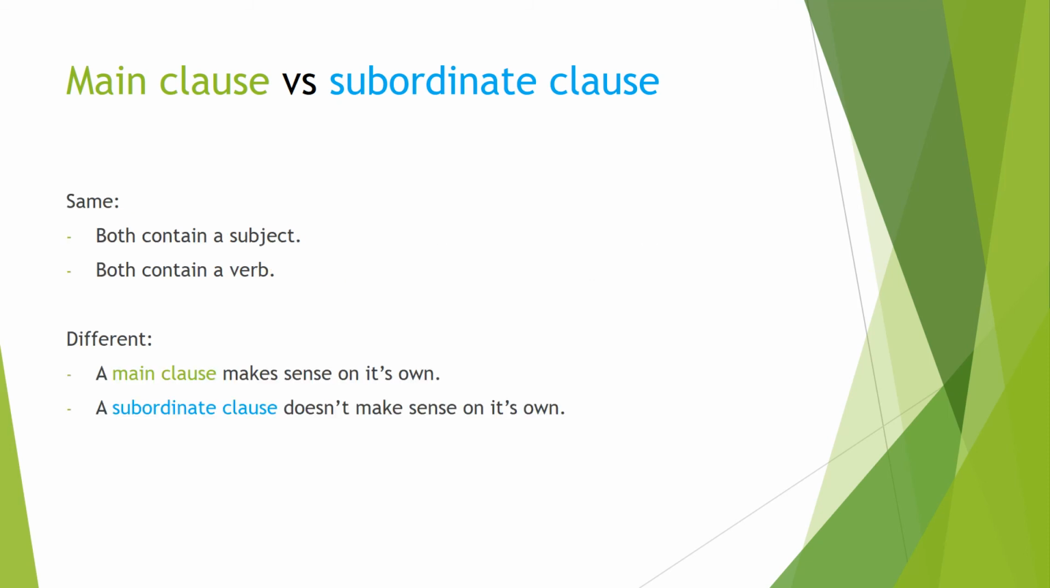Okay, so let's have a go. Let's have a look through this one. The same with both of these is that the main clause and the subordinate clause, they both contain a subject, they both contain a verb. What's different is the main clause makes sense on its own and the subordinate clause doesn't make sense on its own. And if we also think about it, we know that the main clause is also a complete thought, where the subordinate clause is not a complete thought.